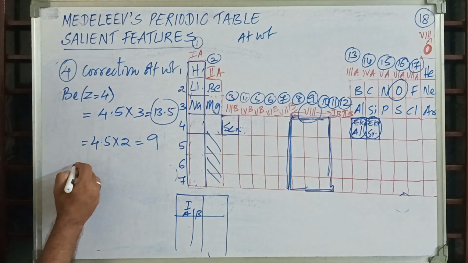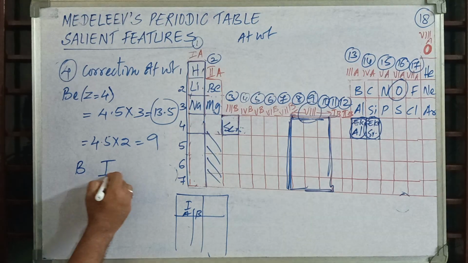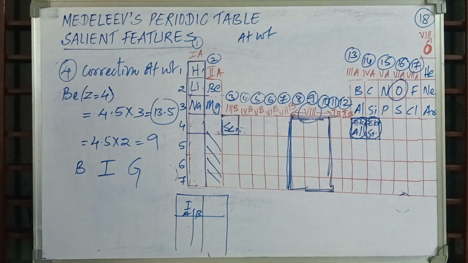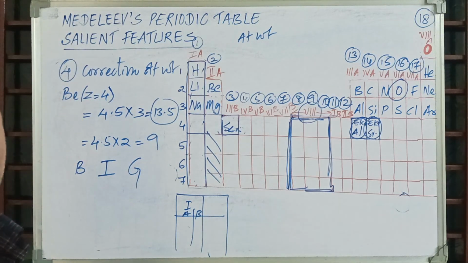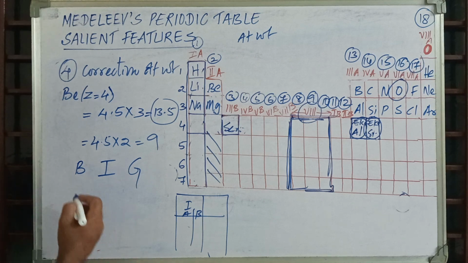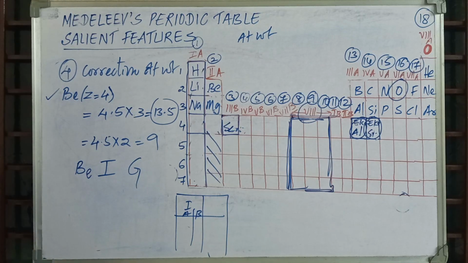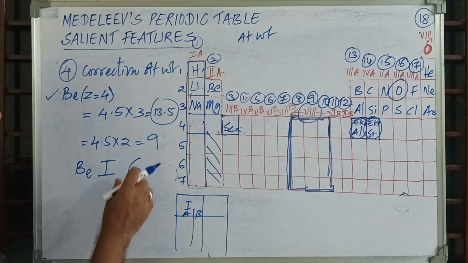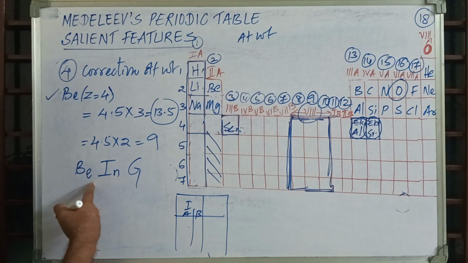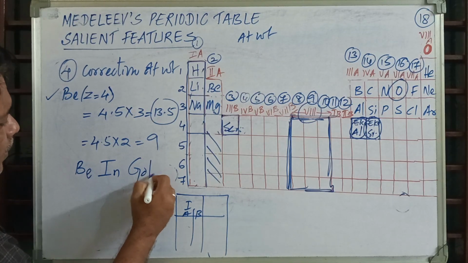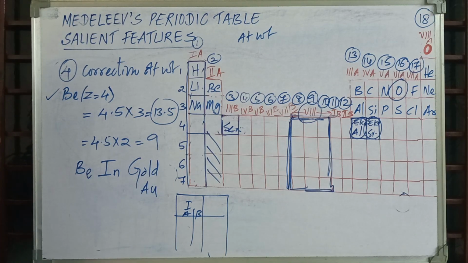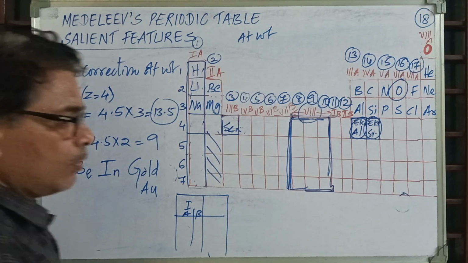And how many elements did he correct atomic weights of? He corrected the atomic weights of 3 elements. So you can remember them as BIG, BIG. But let me tell you, B is not boron, but it is beryllium, as we have just seen. For our convenience, we can remember them as BIG. Now what does I indicate? Not iron, it is indium. And G is nothing but gold, which is called aurum. So he corrected atomic weights of beryllium, indium and gold. This is his fourth point, that is correction of atomic weight.